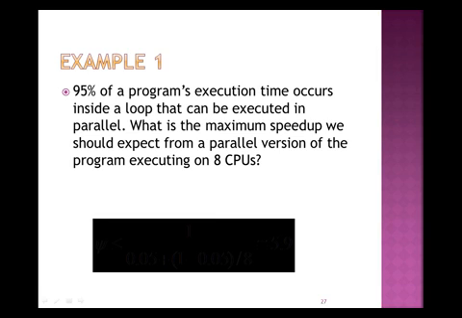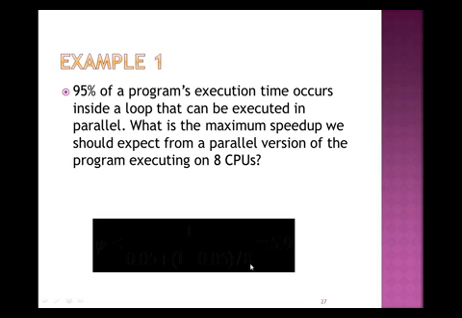This is the formula. We are using the 95% of the program. 95% means 0.95, that is, only 5% is left, that is, omega is 0.05. The formula is 1 divided by, bracket open, 0.05 plus 0.95 divided by 8, which is approximately 5.9.